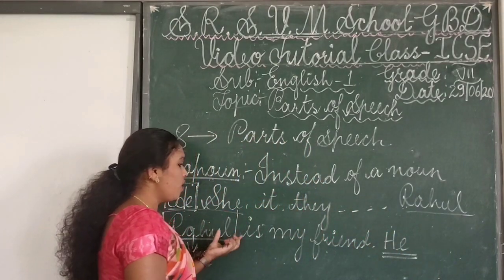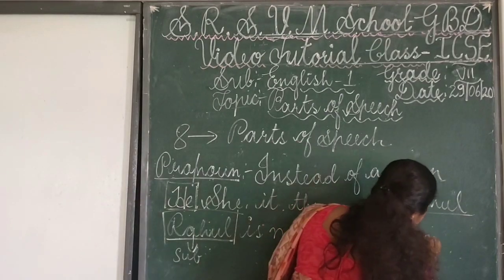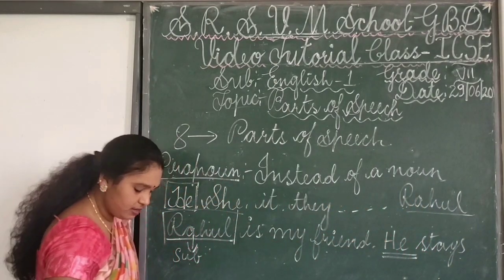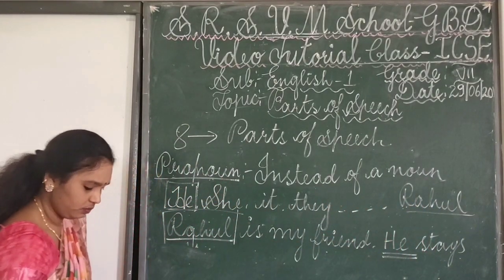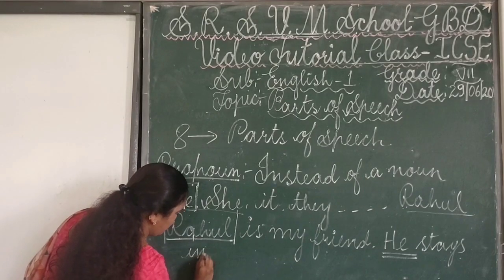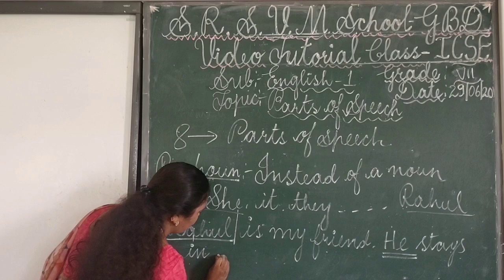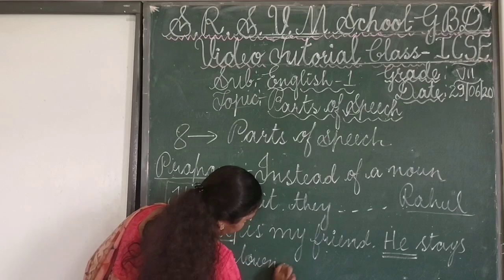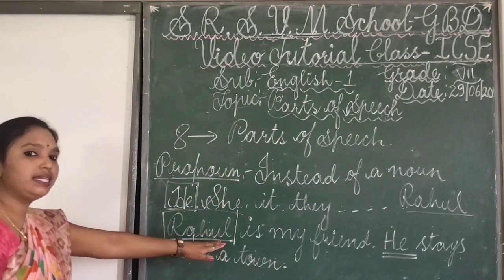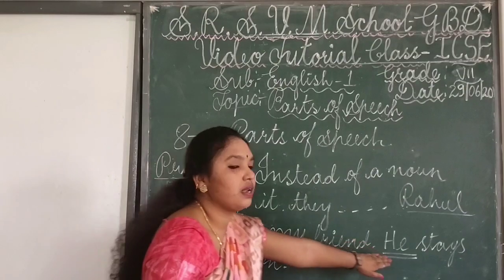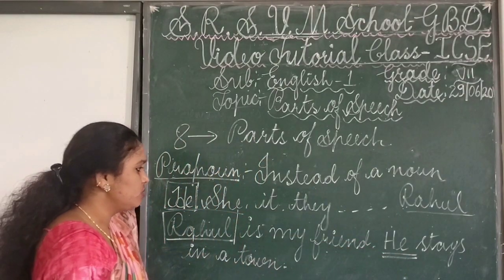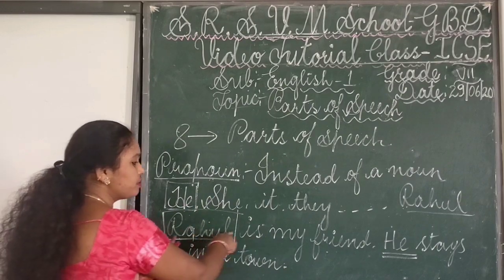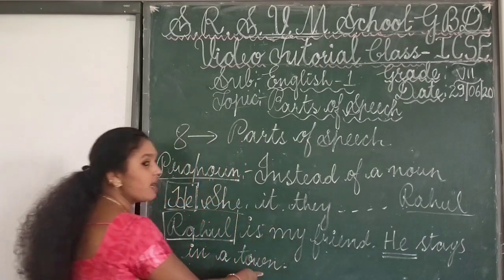For an example, Rahul is my friend. He stays in a town. I did not say Rahul is my friend and Rahul stays in a town. No, it's wrong. So how did I use the language? Rahul is my friend. He stays in a town.